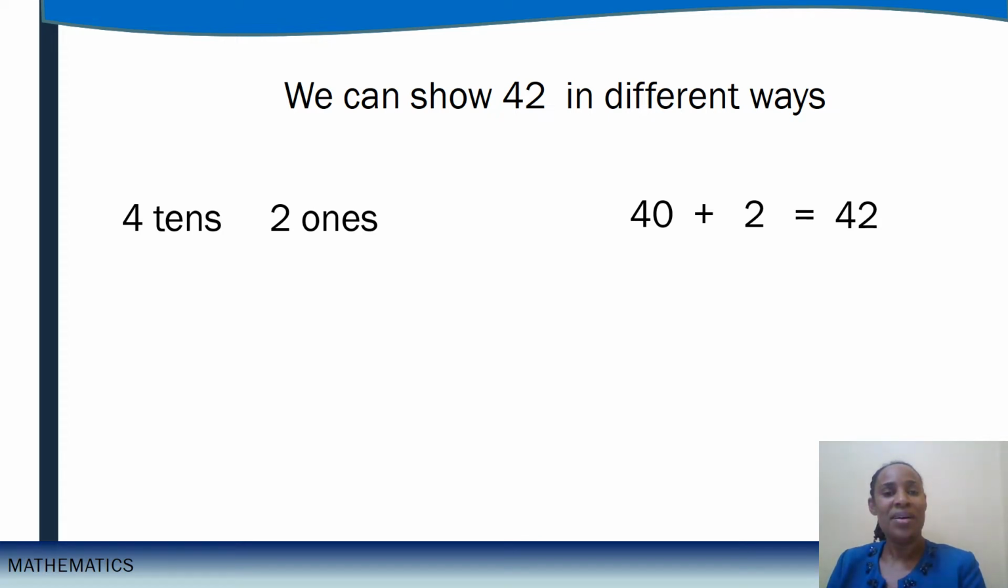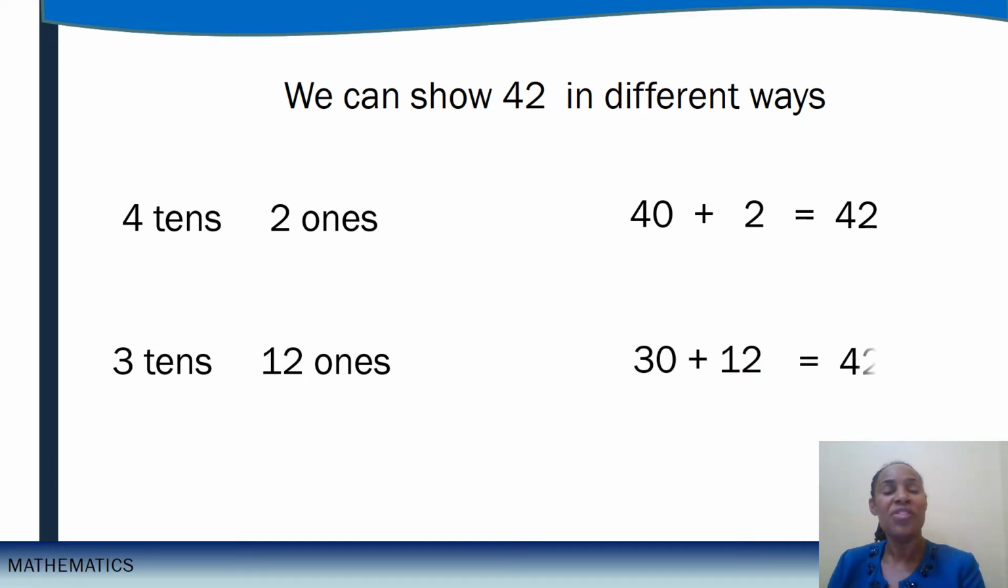And now, 42 can also be represented as 3 tens and 12 ones. 3 tens has a value of 30 and 12 ones has a value of 12. 12 added to 30 gives us 42. There we have it, boys and girls. 42 shown in different ways.